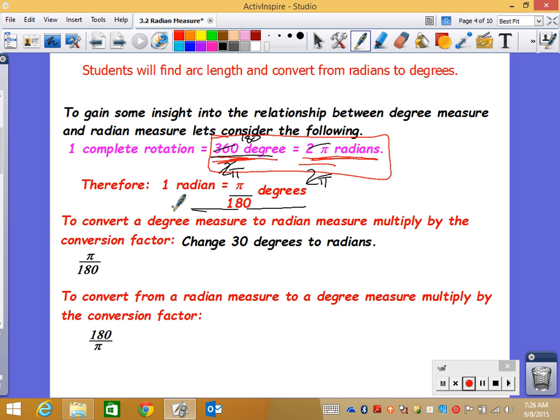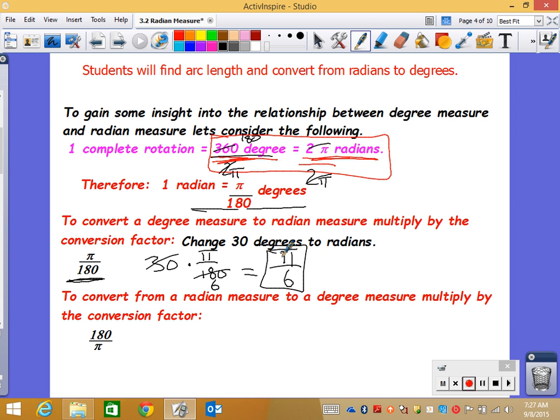Well, okay, we're going from degrees to radians, so we use this ratio of pi over 180. So I take 30 degrees, multiply it by pi over 180. 30 goes into 180 6 times. So 30 degrees in radians is pi over 6.